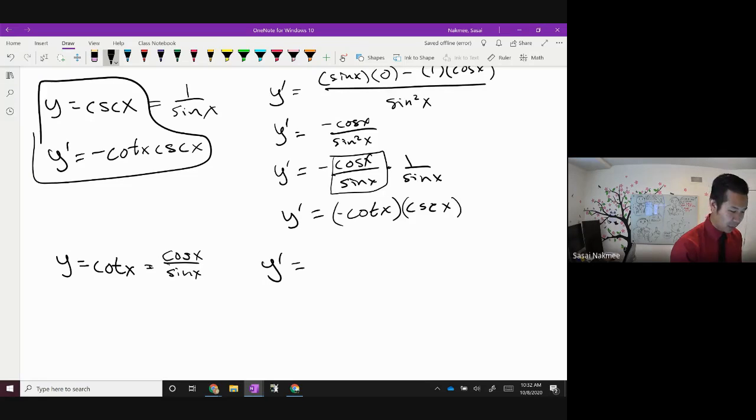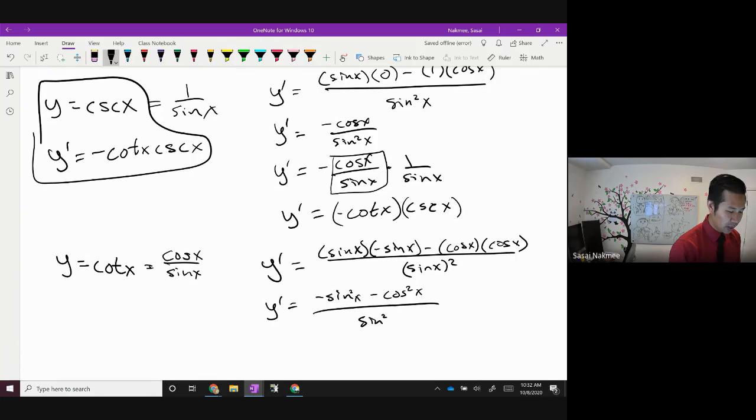I'm going to just write this out real quick. Low, d high, derivative of cosine is negative sine x, minus high d low, derivative of sine is cosine again, all over low squared, sine squared x. And if you write this out and simplify and multiply, you end up with negative sine x squared minus cosine x squared all over sine x squared.